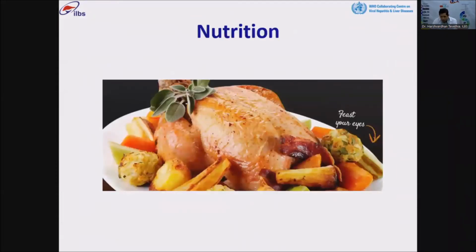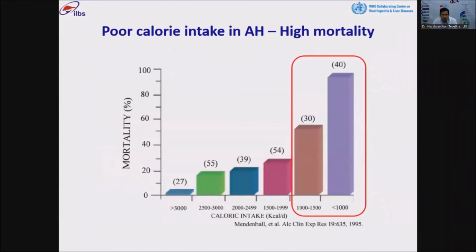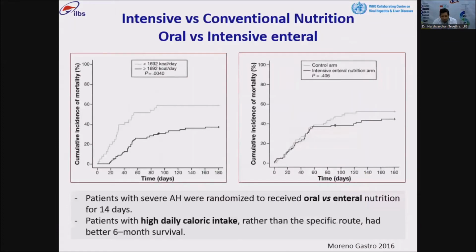Now, coming to nutrition. As you've seen, this was an article which showed that patients with alcoholic hepatitis normally have a poor calorie intake. And if the patients have a poor calorie intake, there's a higher chance of mortality in this subgroup of patients. And as you can see in the graph, a calorie intake of 1,000 kilocalories or 1,500 kilocalories or less than 1,000 calories actually portended a higher risk of mortality in this group of patients. So better the calorie, better the liver is how we need to remember this. So higher nutrition is very important.